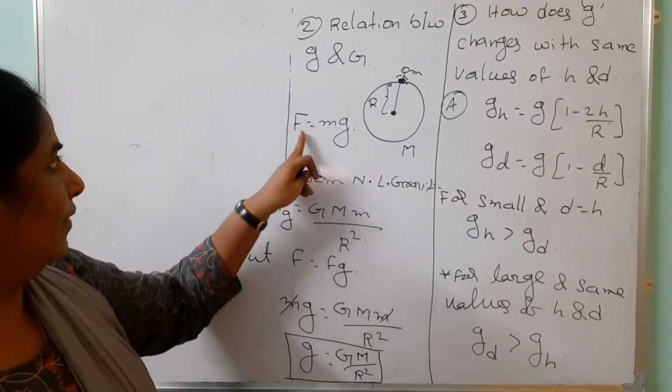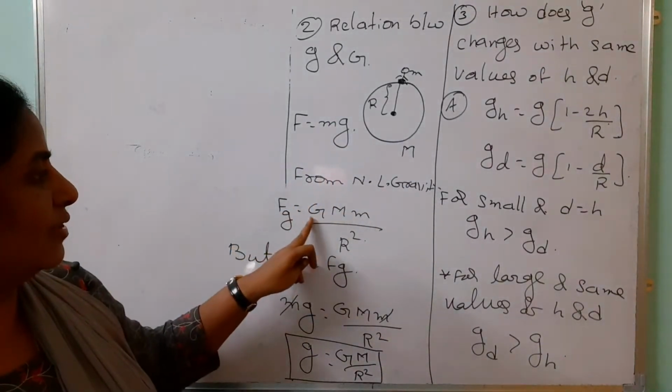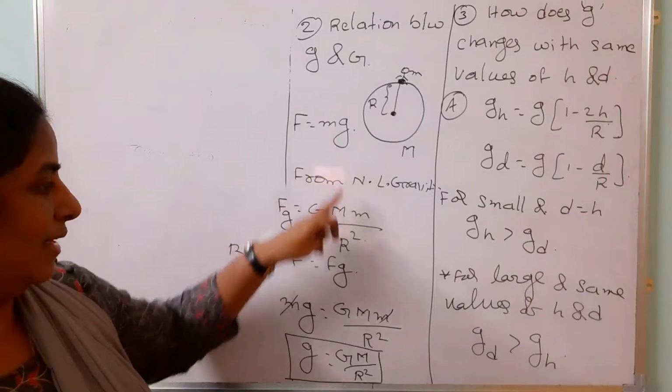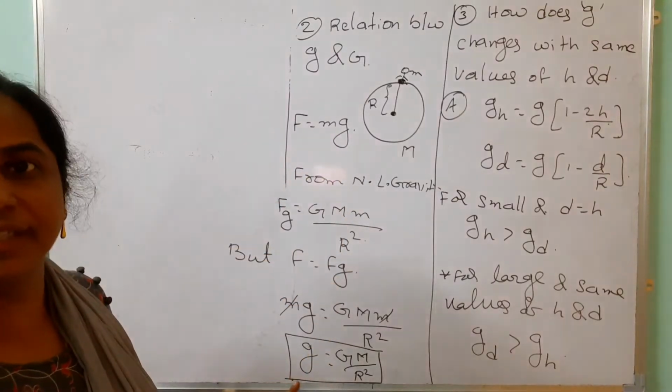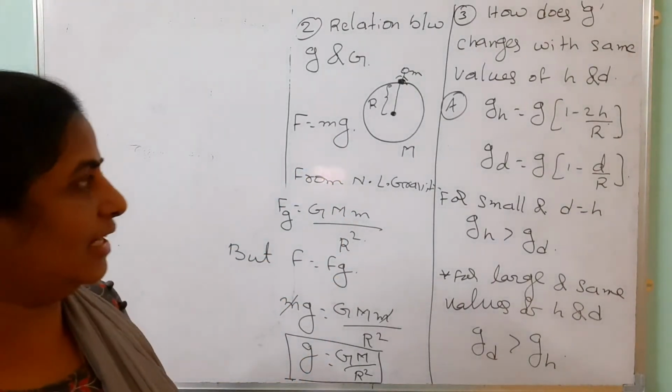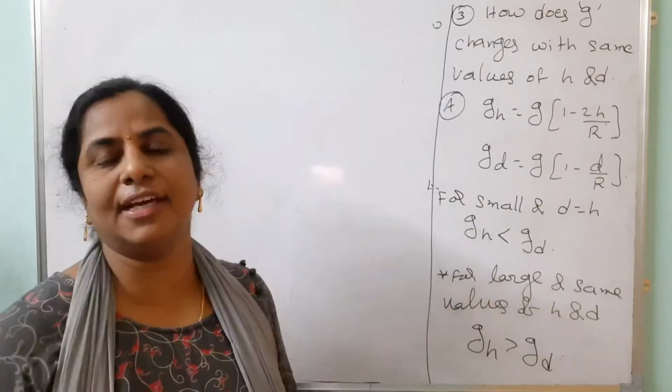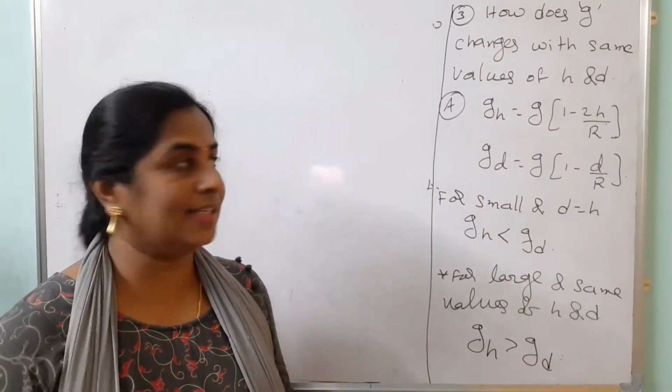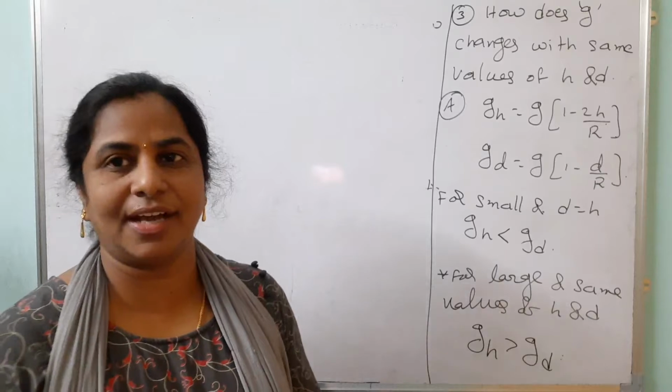See, weight is mg, gravitational force is GMm by r square, but these two are equal after simplification. This is the relation between small g and capital G. Then our third short answer question is variation of g with altitude.